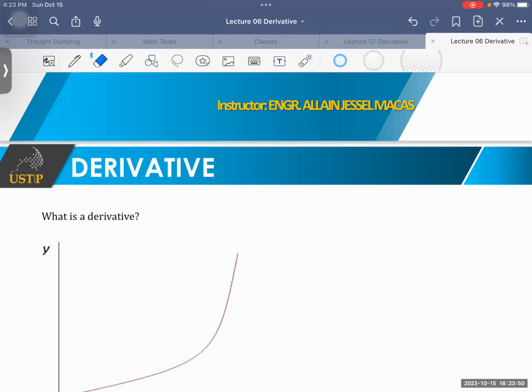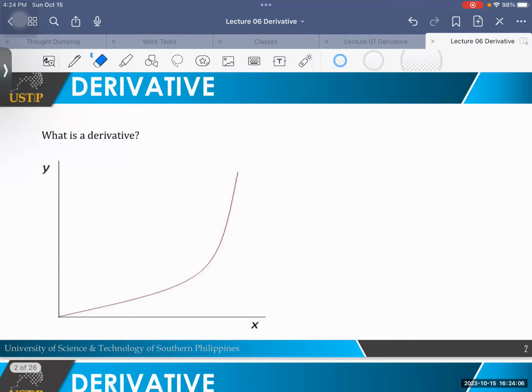There are two topics akong i-discuss. Derivative siya, pero two subtopics sa derivative akong i-discuss. So, by the way, what is a derivative? Yeah, I don't know if you're familiar or if you've encountered this one, no. But when you say derivative class, say we want to get the derivative of a function f of x.